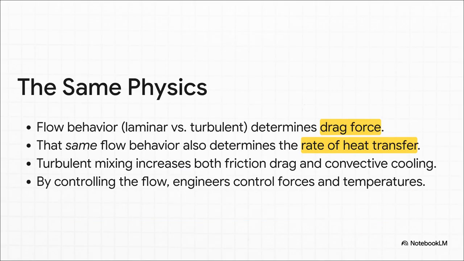Here's how it all connects. We know that the flow's personality, laminar or turbulent, determines the drag. Well, that exact same personality also determines how quickly heat moves. Think about it, that intense, chaotic mixing in a turbulent flow. The same thing that increases friction drag also makes it amazing at grabbing heat from a surface and carrying it away. So by learning how to control that thin layer of fluid, engineers can suddenly control two critical things at once: aerodynamics and thermal management.